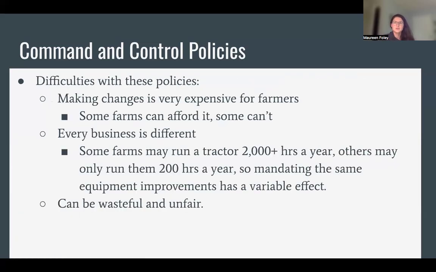Now, there are some issues with these types of policies. While sometimes we do just have to say, no, absolutely not, they are kind of one size fits all policies that don't necessarily work for everyone. Like we talked about in the case study of the water use with corn and cotton, making changes can be really expensive for some farmers, but totally doable for other farmers. We know that every business is different.